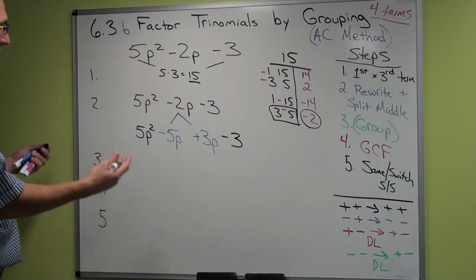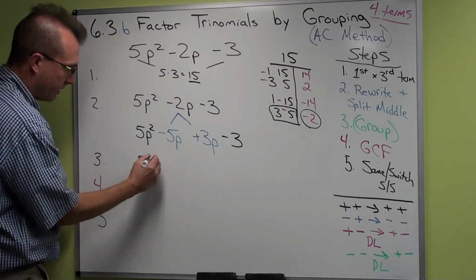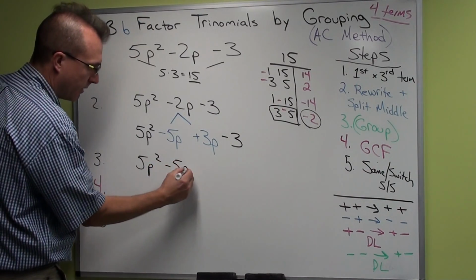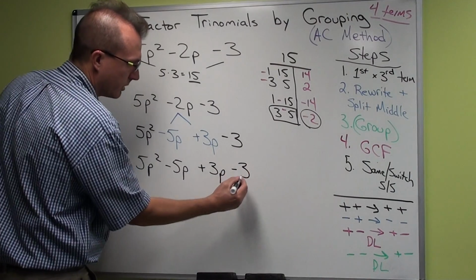Alright, then we rewrite it again. This is our grouping step. 5p squared minus 5p plus 3p minus 3.